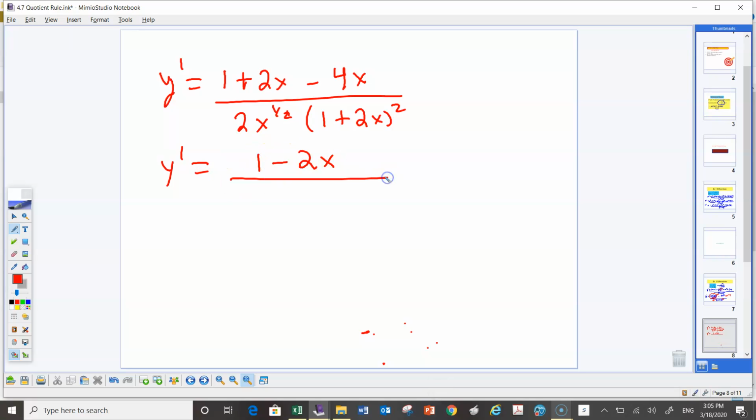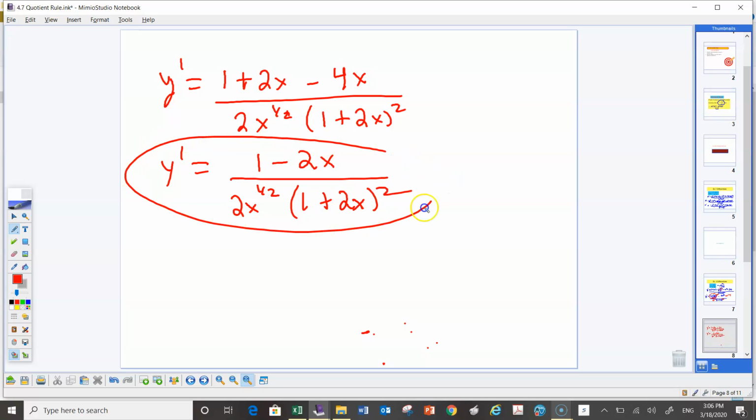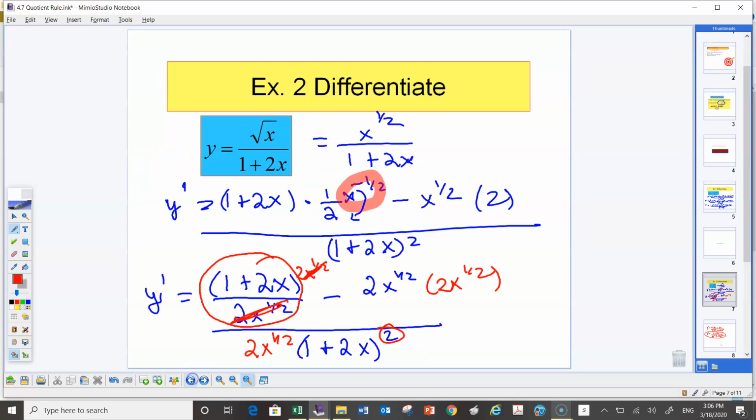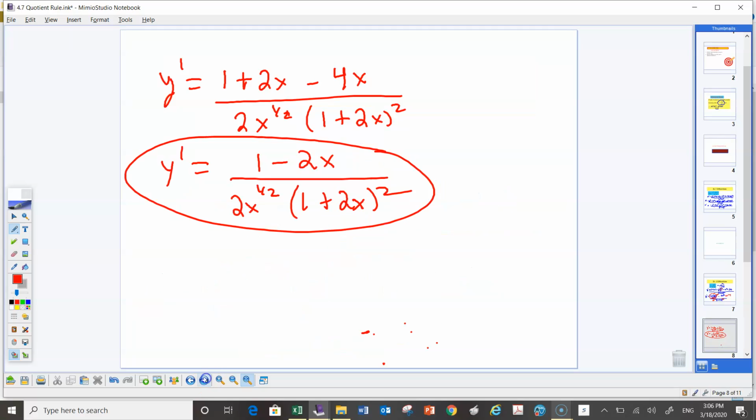So I'm going to get 1 minus 2x over 2x to the 1/2 times 1 plus 2x all squared, and that would be your final answer. Now, if you look on the answer key online that Ms. Vigneron has provided for this lesson, I believe she factors out a fractional coefficient and a negative exponent, and then we end up getting the same answer. But I think this way of simplifying might be a little bit easier, but you can check hers out to see which way you like.